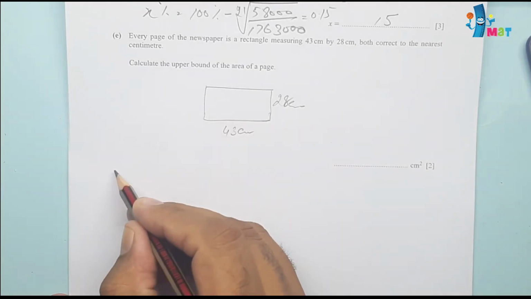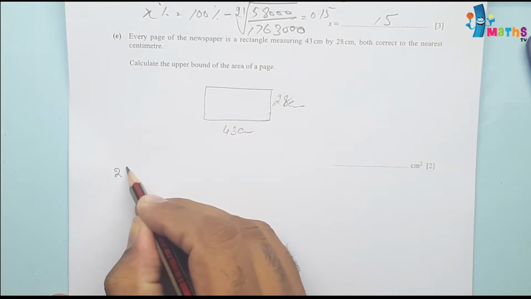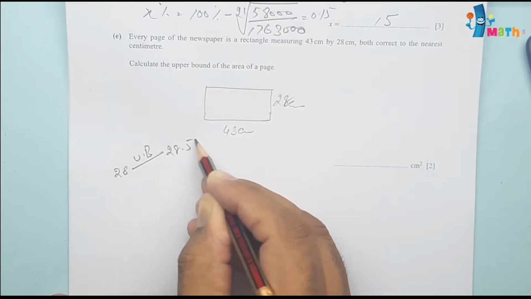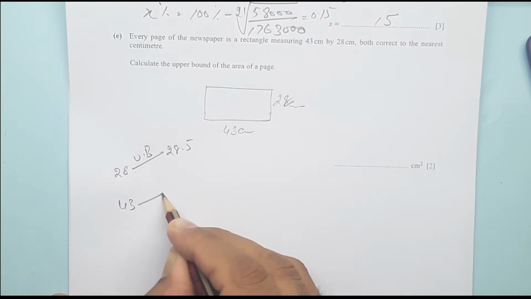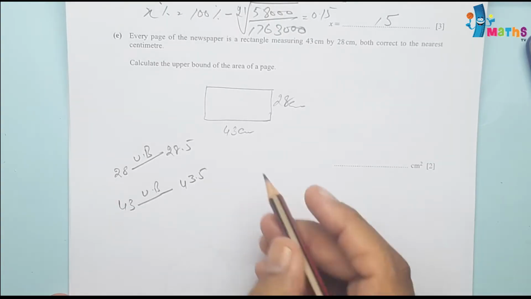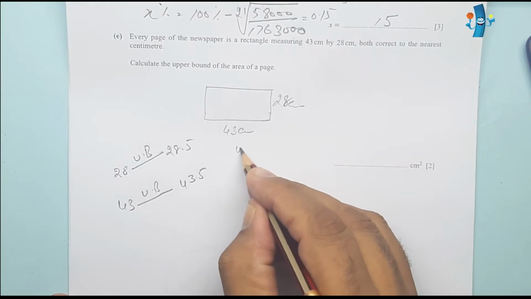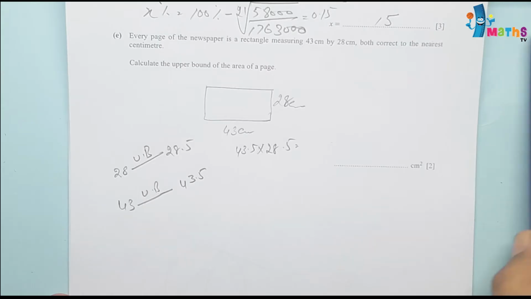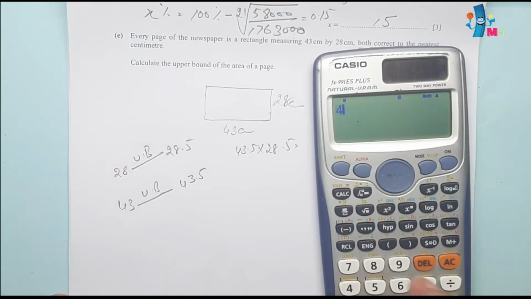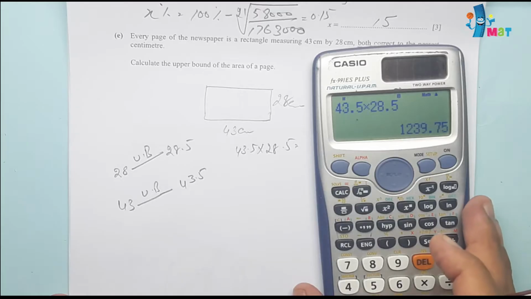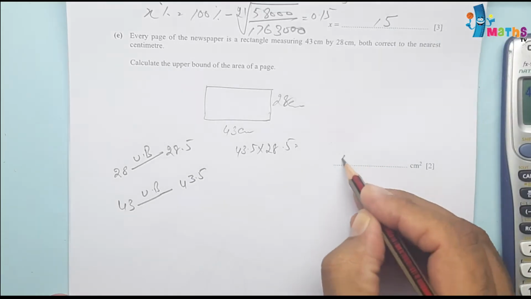So the upper bound for 28 will be 28.5, and the upper bound for 43 will be 43.5, and we have to multiply for the area. So we can write 43.5 multiplied by 28.5. This will be equal to 1239.57.